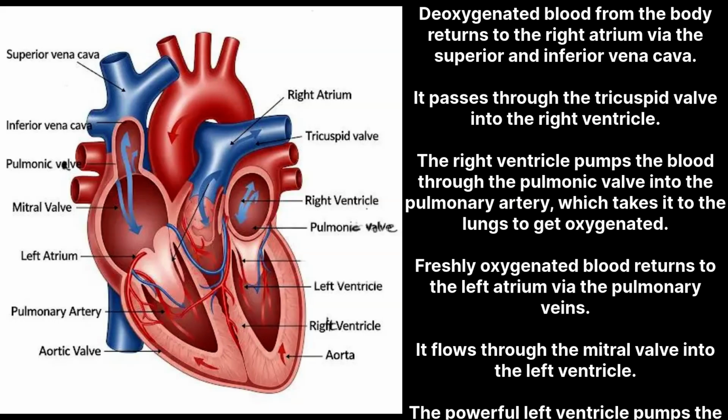to get oxygenated. Freshly oxygenated blood returns to the left atrium via the pulmonary veins. It flows through the mitral valve into the left ventricle. The powerful left ventricle pumps the blood through the aortic valve into the aorta to be circulated throughout the entire body. Knowing this path will make it much easier to understand conditions like heart failure and other cardiovascular disorders.